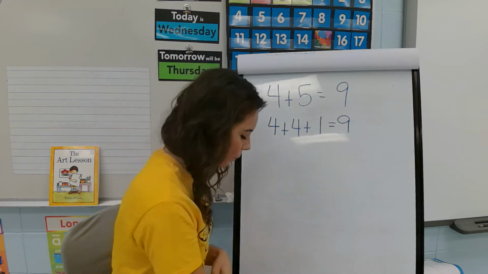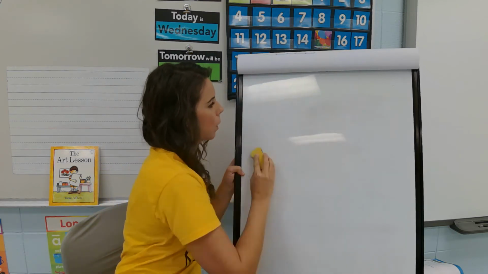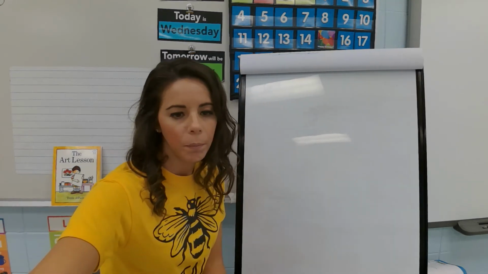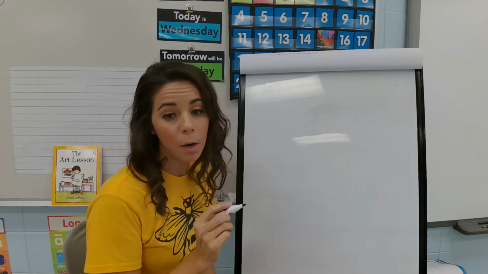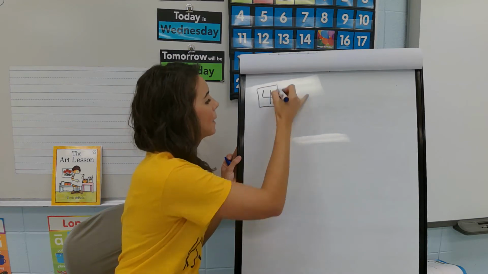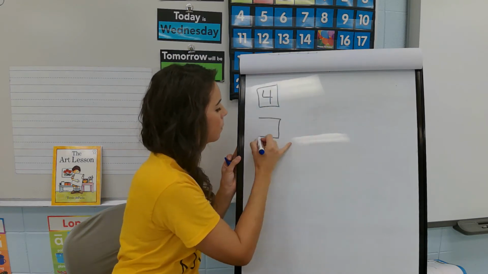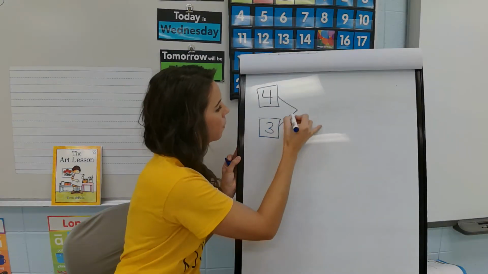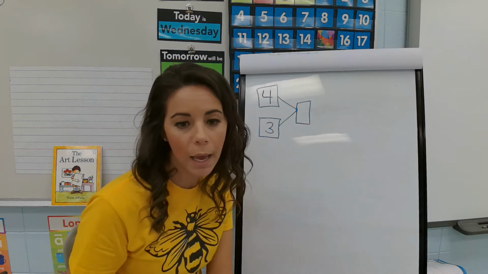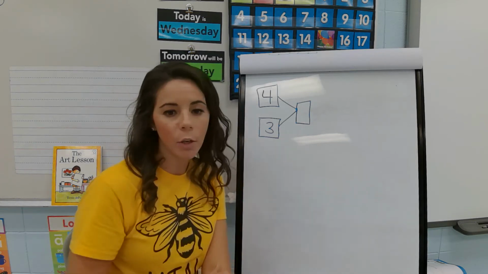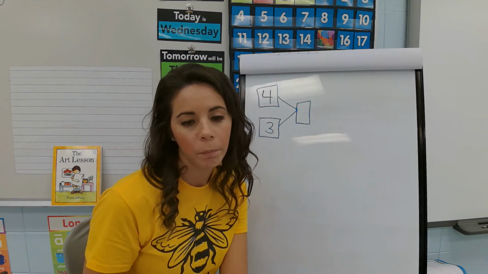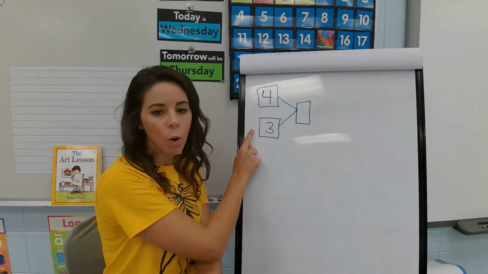Good job. All right, so you guys were working on making addition sentences with your number bonds. So let's do one together. Go ahead and get your math mats out and your markers. Okay, we're going to use our number bond. So you have a number bond on the bottom of your math mat. Go ahead and fill in our 2 parts.